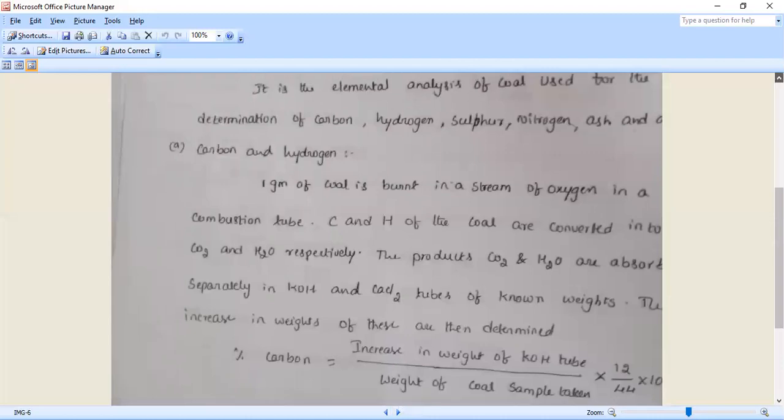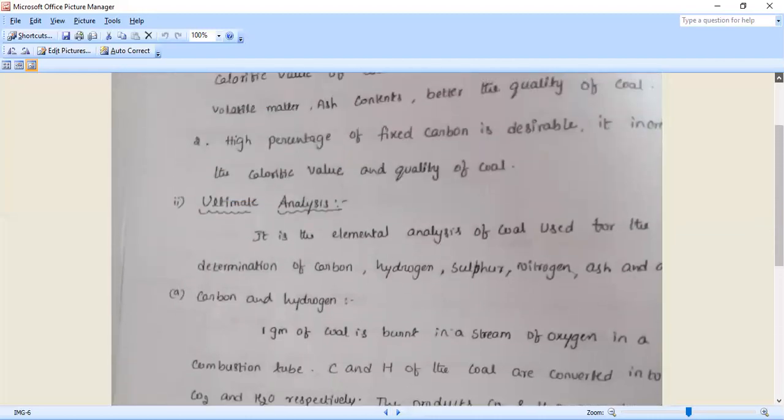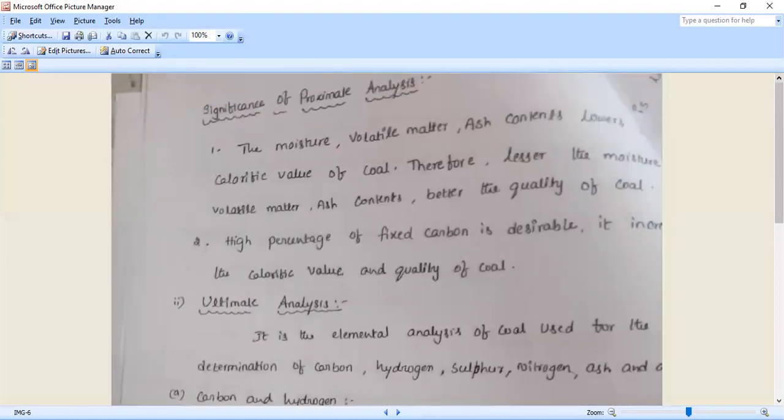Next, what are the significances of proximate analysis? We determine the content of moisture, volatile matter, ash and fixed carbon. Moisture, volatile matter and ash content lower the calorific value of a coal. A higher content of moisture, volatile matter and ash in the coal reduces the calorific value. Therefore, the less the moisture, volatile matter and ash, the better the quality of the coal, which increases the calorific value.